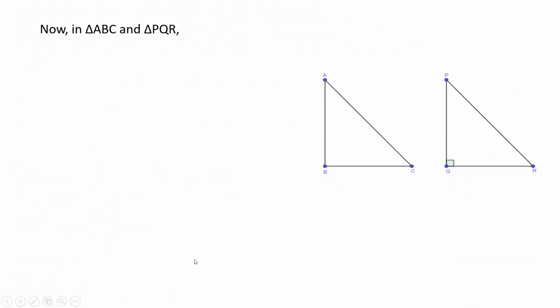Then let us try to prove the given two triangles are congruent to each other. The first aspect is, from triangle ABC, side AB is equal to, from triangle PQR, side PQ. The reason is by construction. Then from triangle ABC, side BC is equal to, from triangle PQR, side QR. It is also by construction.